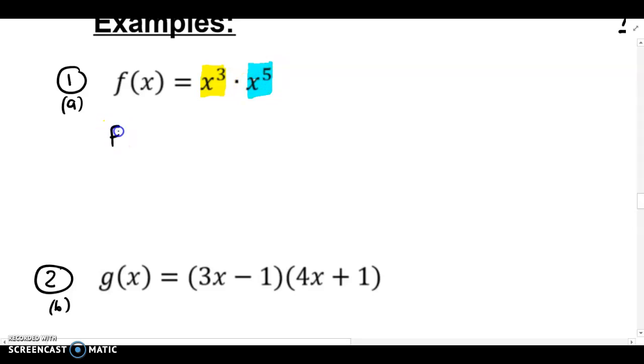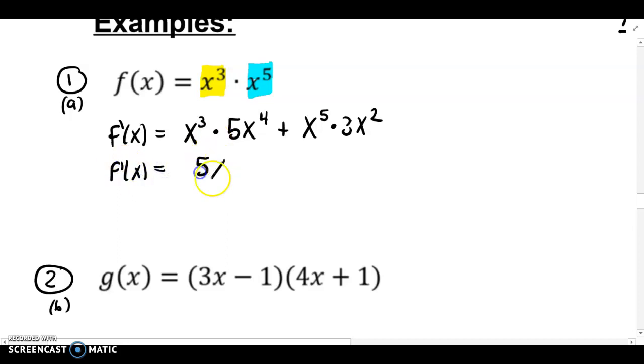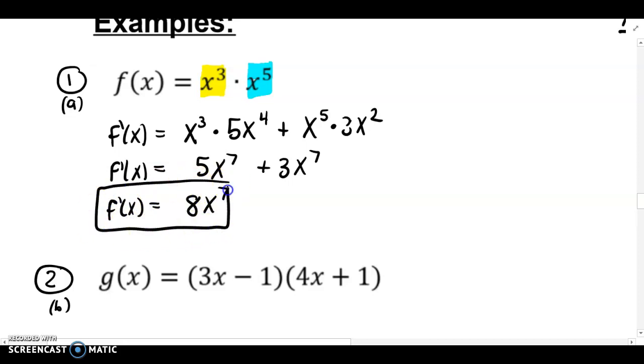And so our new rule says that when you want to take the derivative, you're going to write the left term times the derivative of the right term plus the right term, x to the fifth, times the derivative of the left term, which is 3x squared. Now, from here, we can do a little bit of simplifying. And so by doing that, we're going to get 5x to the 7th plus 3x to the 7th, which is going to give me my f prime of x final answer as 8x to the 7th, which is the exact same answer that we got from our warm-up.